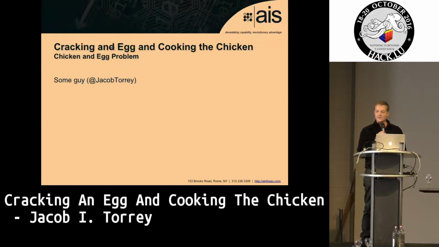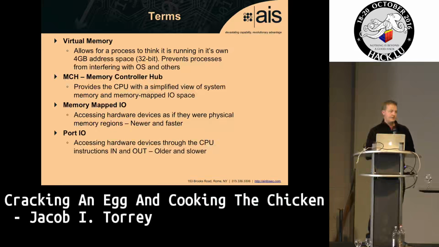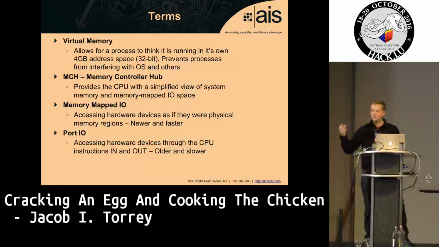Okay, I am talking about cracking an egg and cooking the chicken. So basically what this is about, for those of you who think it's a culinary exposé, I actually found a vulnerability in the PCI Express specification that allows you to break out of virtual memory on any system with PCI Express. So if that was just a soup of acronyms, here's a couple of terms that'll add more acronyms to that soup, so we'll have real alphabet soup.